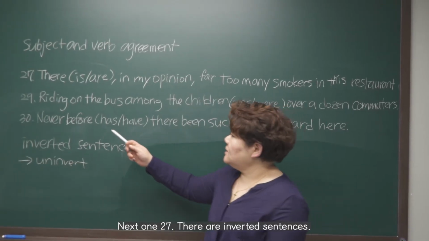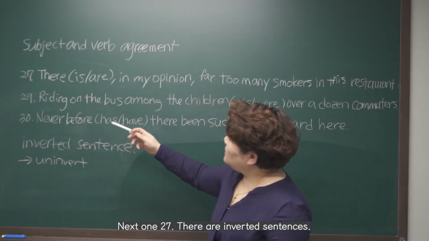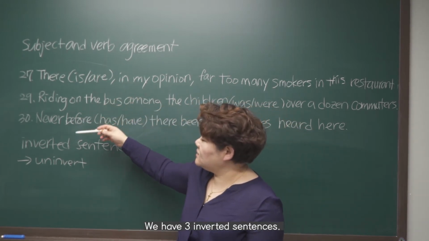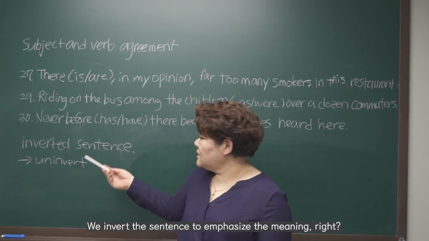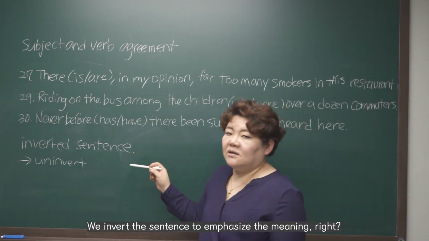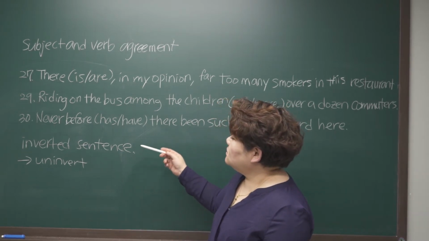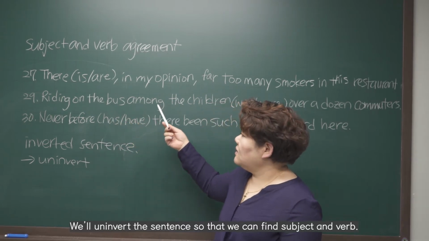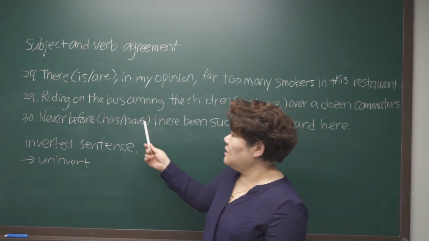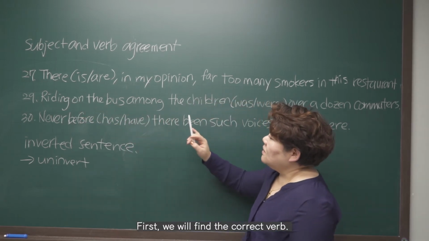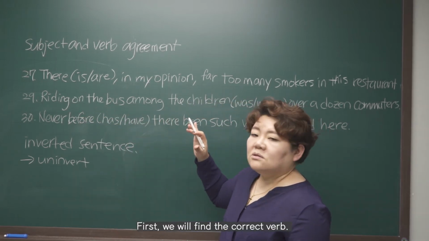Alright, next one, 27. There are inverted sentences. We have 3 inverted sentences. We invert a sentence to emphasize the meaning, right? So we will uninvert the sentence so that we can find the subject and verb. Okay? So 27. Okay, first we will find the correct verb.